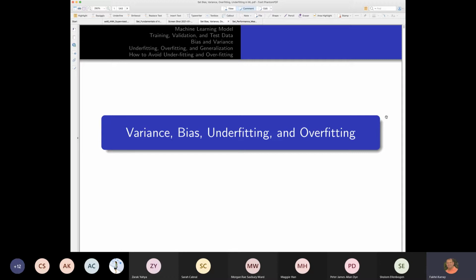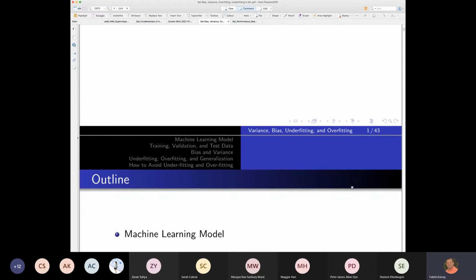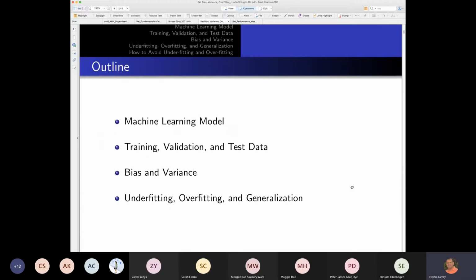So let's look at this outline. Okay, so let me make sure here page display is single page. Yeah. So we are going to look at the notion of machine learning model. We are going to look at the notion of training, validation, and test data, what we mean by them, how do we understand which part is related to what part of the model. I will speak about also the bias and variance, underfitting, overfitting, and generalization of the system for a particular type of model.